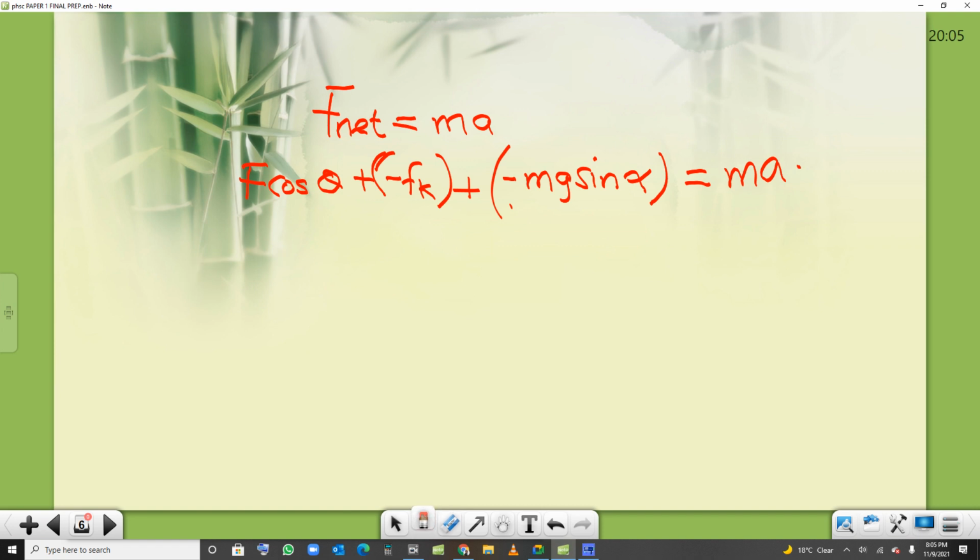What is F? I think it's 51. So what is the issue? 51 cos what? What is the friction? Plus times minus is minus. What is the mass? 8. What is g? 9,8. Sine what? 30. What is the mass? 8. What is the acceleration? 0. Come on.